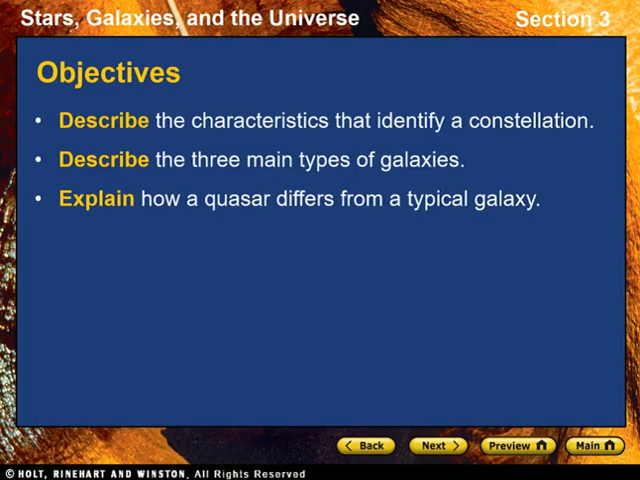At this point, you should be able to describe the characteristics that identify a constellation, describe the three main types of galaxies, and explain how a quasar differs from a typical galaxy.